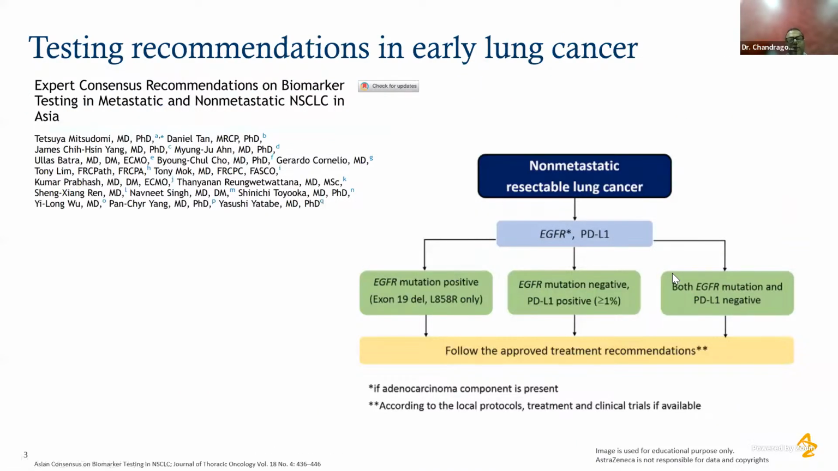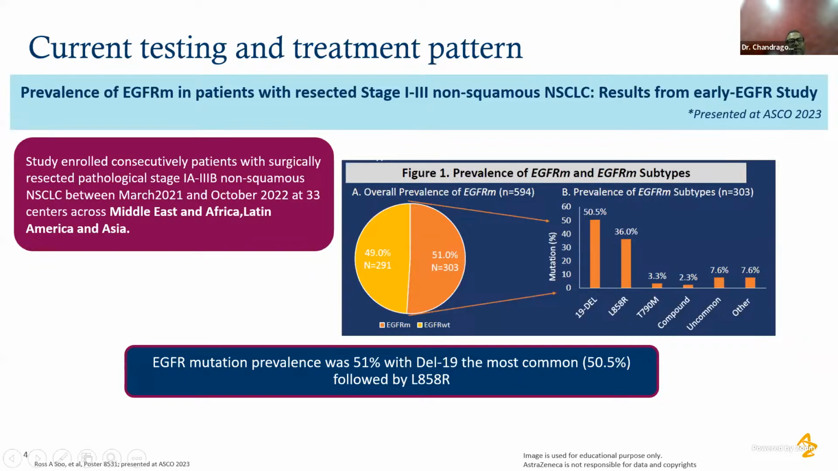So what are the testing recommendations in early lung cancer? If it was a non-metastatic resectable lung cancer, we used to go directly to adjuvant, whether the patient is eligible for adjuvant chemotherapy or not. Now that scenario has changed, with the advent of EGFR mutation versus PDL1. So the patient is EGFR mutation positive, whether they have exon 19 del or L858, or EGFR mutation negative with PDL1 positive more than 1%, or both negative. Depending on this, the adjuvant strategy would change. These are the current testing and treatment patterns that we see in patients with EGFR mutation.